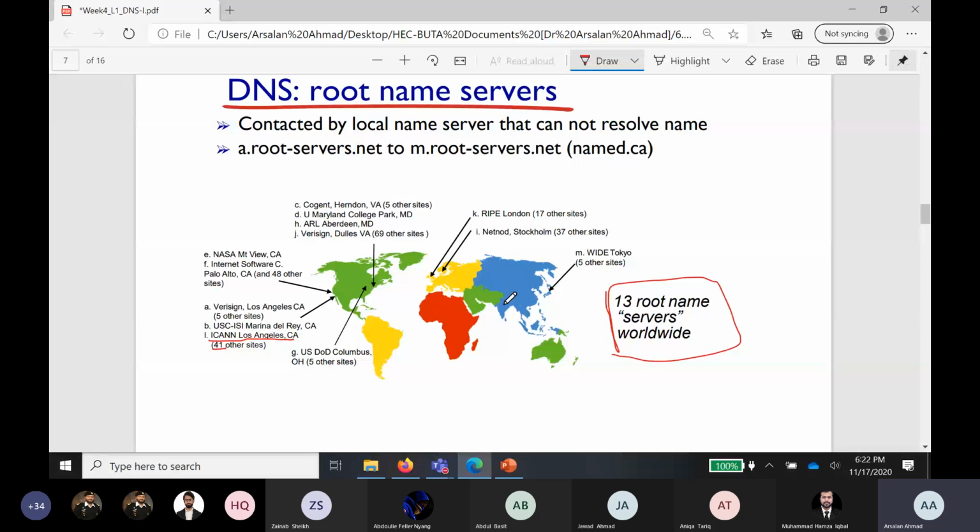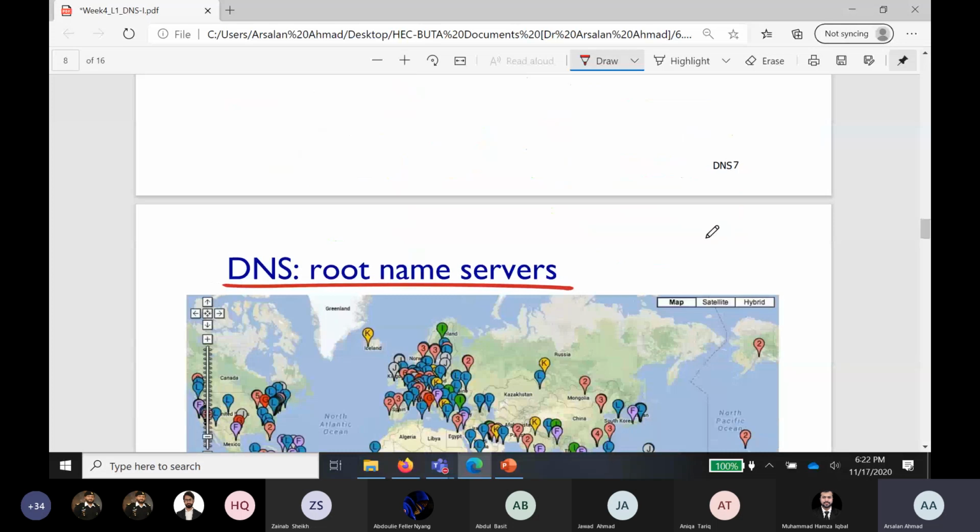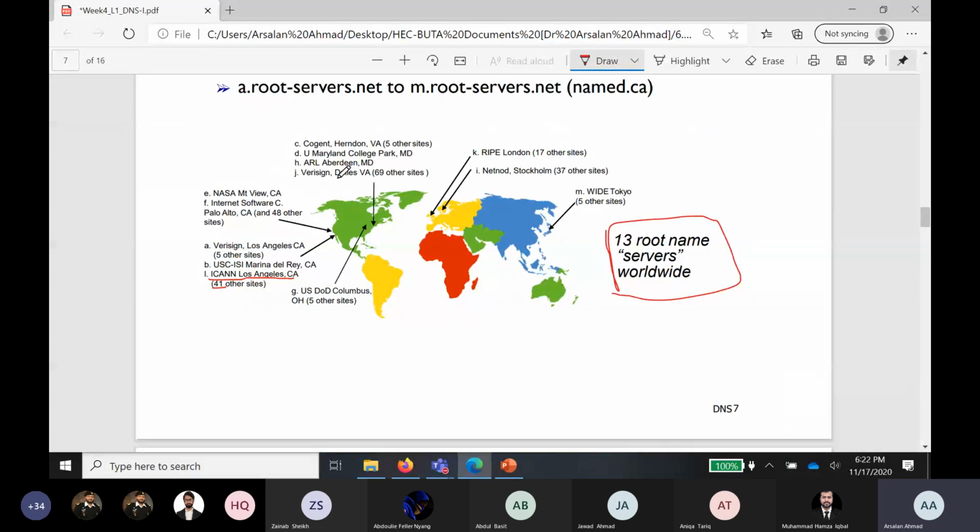So we do have 2-3 instances of the root name servers, but in total, there are 13 companies worldwide who are responsible for maintaining this root name server database. And these 13 companies have several other instances. For example, Verizon has 69 other instances, Internet Software Corporation has 48 other instances, and so on. RIPE has 17 other instances and things like that.